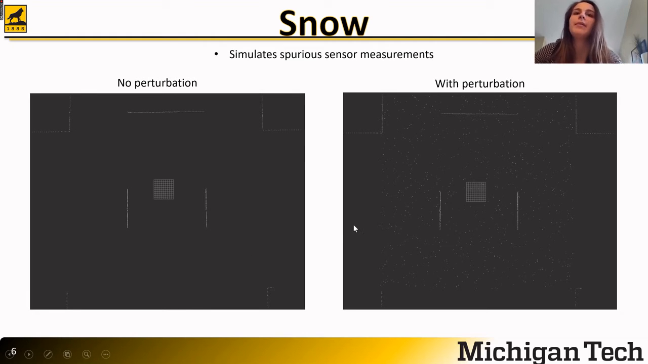And so here with snow, we have a simulation of spurious sensor measurements. So kind of just things are detected all throughout, kind of like if it was snowing, this robot would be detecting snow everywhere. And so as we can see, it's just very small points scattered throughout.